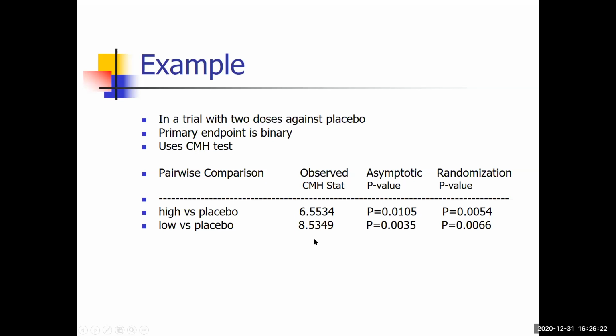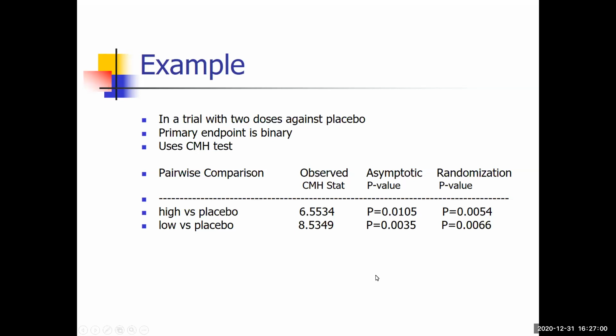And then, of course, if you look up the chi-square table, you get a p-value of 0.0105. You can do the numerical integration, and for a chi-square test value of 6.55 with 1 degree of freedom, the p-value is 0.0105. For a chi-square value of 8.5349, you get the corresponding p-value 0.035. So that's the asymptotic p-value.